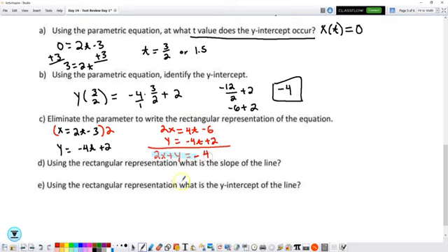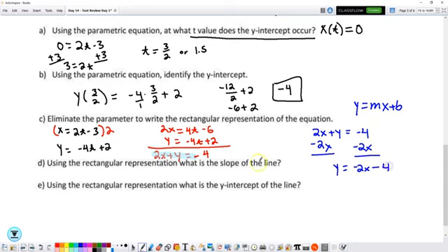All right, so using the rectangular equation, what is the slope of the line? The first thing I'm going to do is take my line, 2x plus y equals -4, and write it in the form y equals mx plus b. And all I need to do for that is subtract 2x. And now I can see I've got -2x minus 4, so the slope is -2, and the y-intercept is -4. Ta-da!